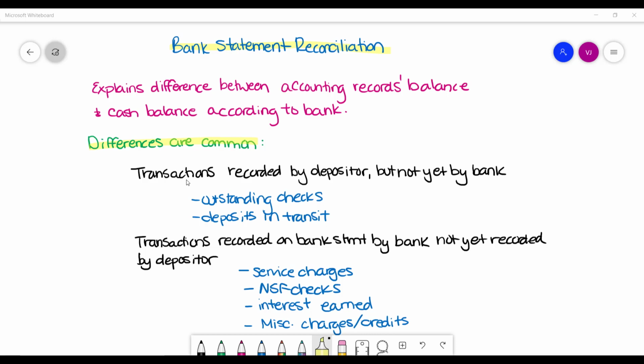So there are transactions recorded by the company, the depositor, but not yet by the bank. Things like outstanding checks. That's when a company has written checks and that money won't be subtracted from our account by the bank until those checks are actually cashed by whoever the checks were given to. So outstanding checks and deposits in transit.